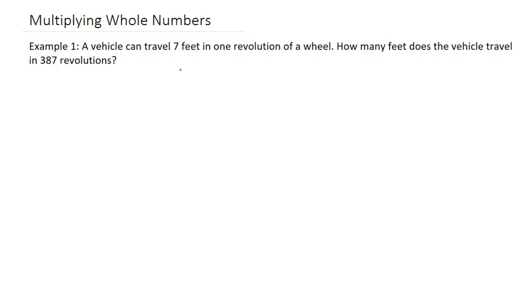So we're going to put the 387, as it's the larger number, on the top, and then the smaller number, which is the 7, on the bottom. Now, the rules to multiply is we take the number on the bottom and we're going to multiply it by each number on the top. And we're actually going to start on the far right and move to the left.